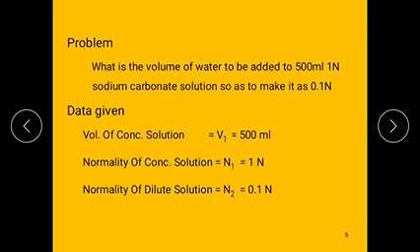Then the volume of the dilute solution, if we don't know it, we can calculate by using the dilution law principle, that is the formula N1 V1 equal to N2 V2. In this case we have to find the V2 value.